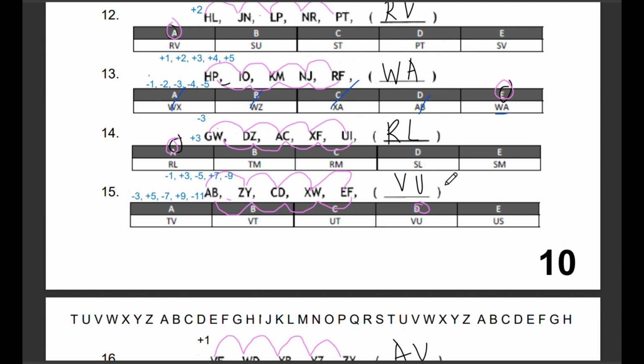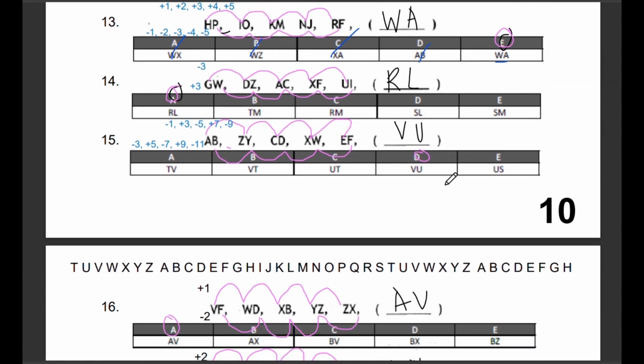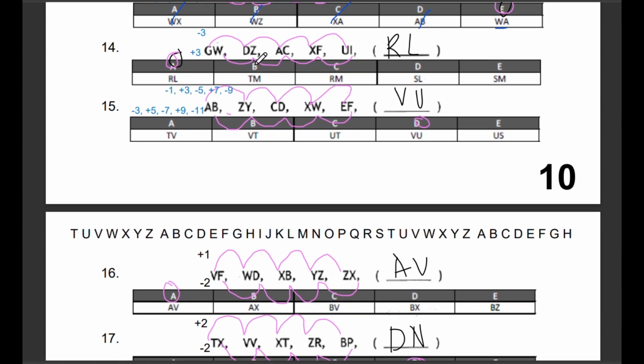All right, let's move on to question 14. We have the series GW, DZ, AC, XF, UI, and we need to figure out the next pair. Our options are A, RL; B, TM; C, RM; D, SL; and E, SM. The correct answer here is A, which gives us RL.